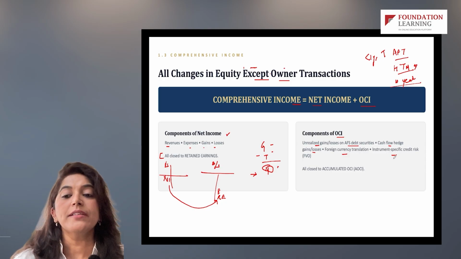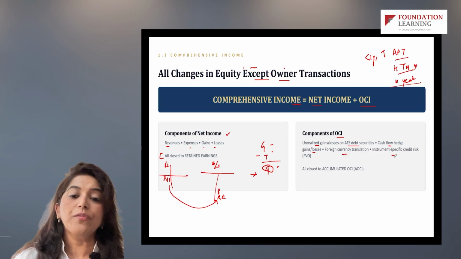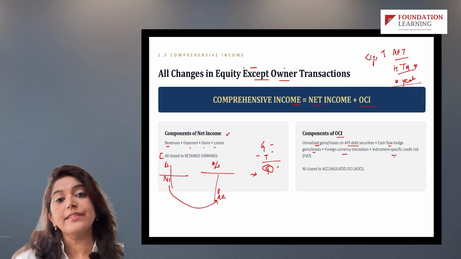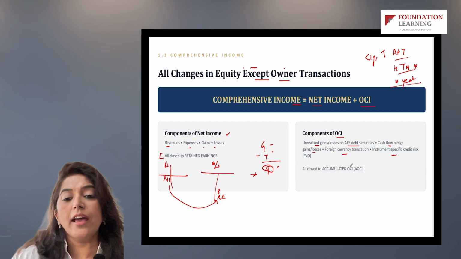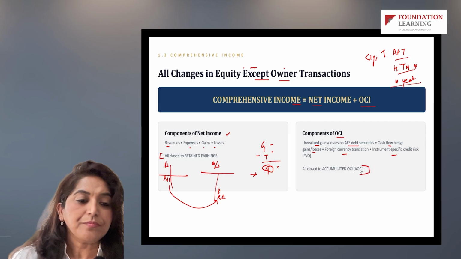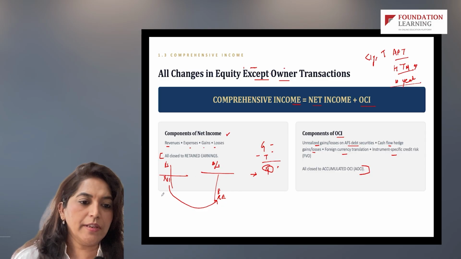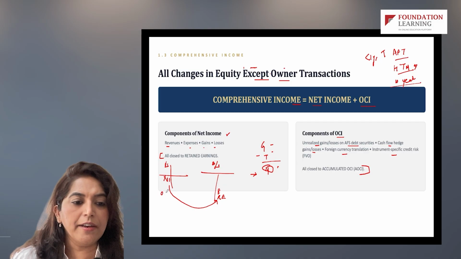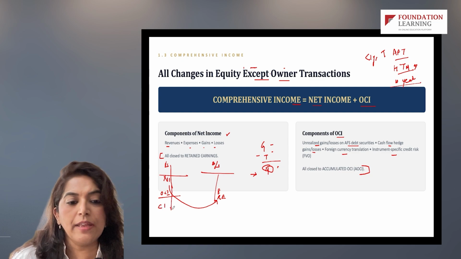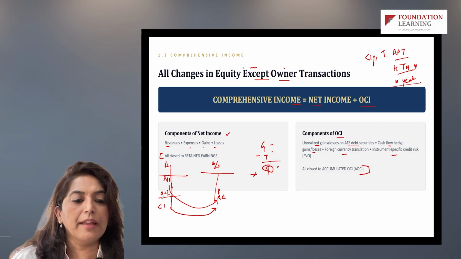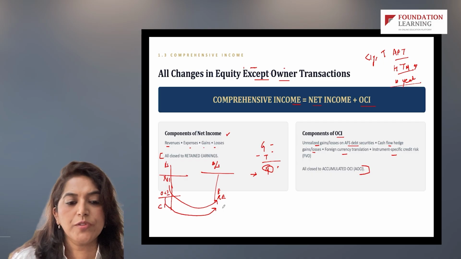Then you have instrument specific credit risk, right? So let's discuss these line items as and when they occur for us, right? They are all accumulated to OCI. So now we have a line item here. So let's say we added OCI items here, which allowed us to move on to comprehensive income. This comprehensive income, or rather just the OCI component, moves to accumulated OCI.